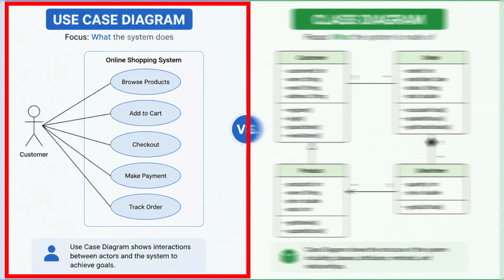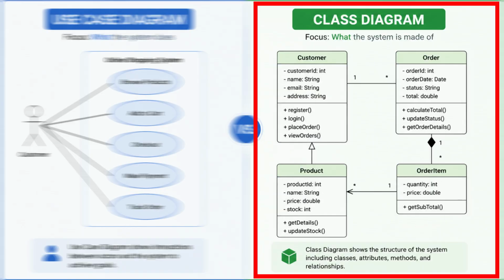A use case diagram shows user goals and system interactions at a high level. It helps answer, who is using the system, and what are they trying to do? A class diagram goes deeper. It shows the structure inside the system: the classes, their attributes, their methods, and the relationships between them.